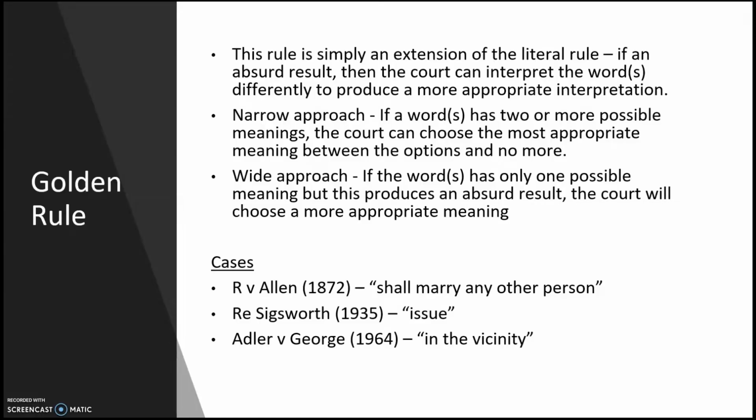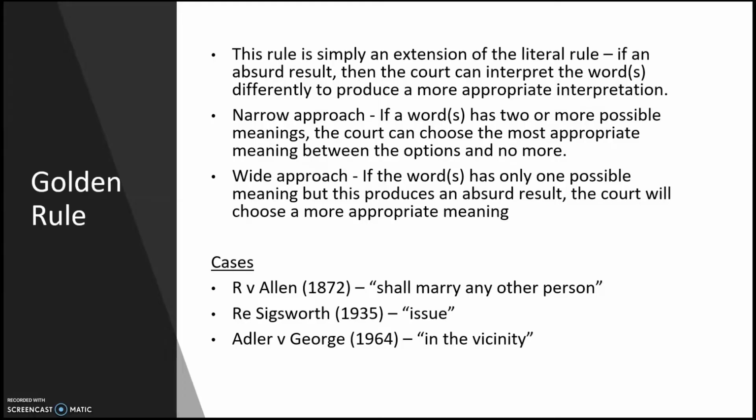Now, the golden rule is just an extension of the literal rule. So basically, you apply the literal rule first. If you don't like that result, the judge could apply the golden rule. And what it does, basically, if the literal rule produces an absurd result and the judge thinks, well, no, I don't like that, then what they can do is interpret a word or the words differently to produce a more appropriate interpretation. So it's clearly an extension. If the literal rule produces an absurd result, you can change it.